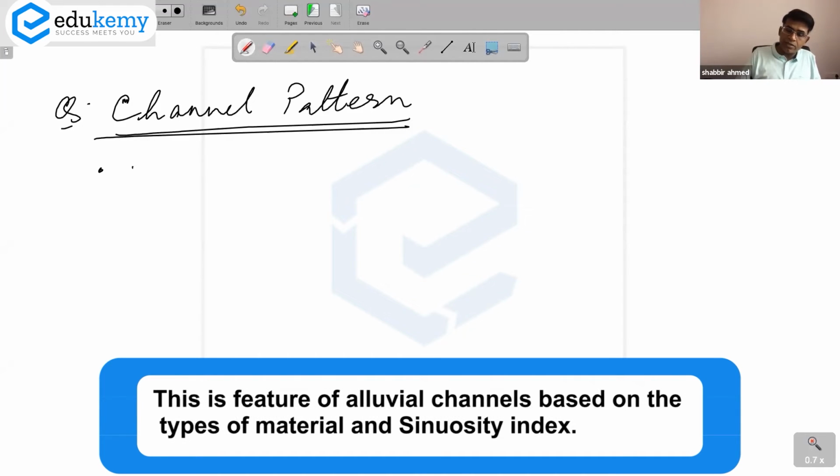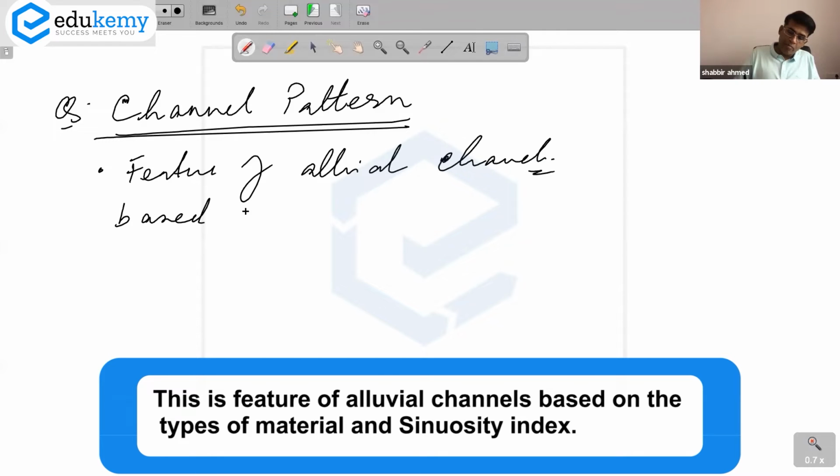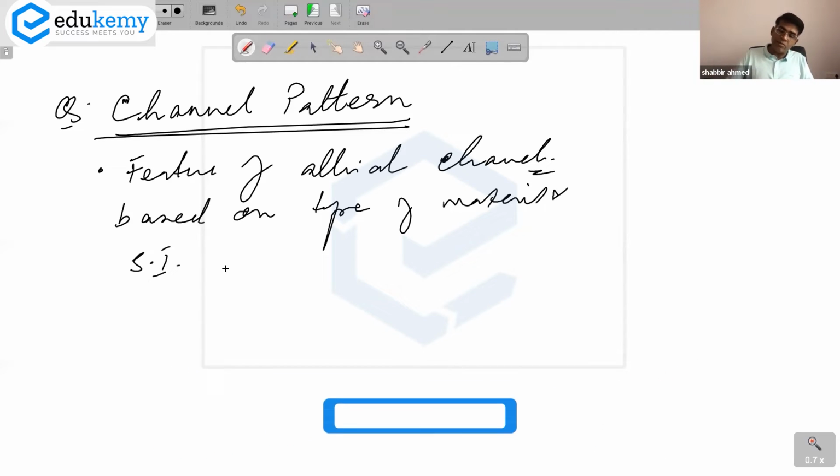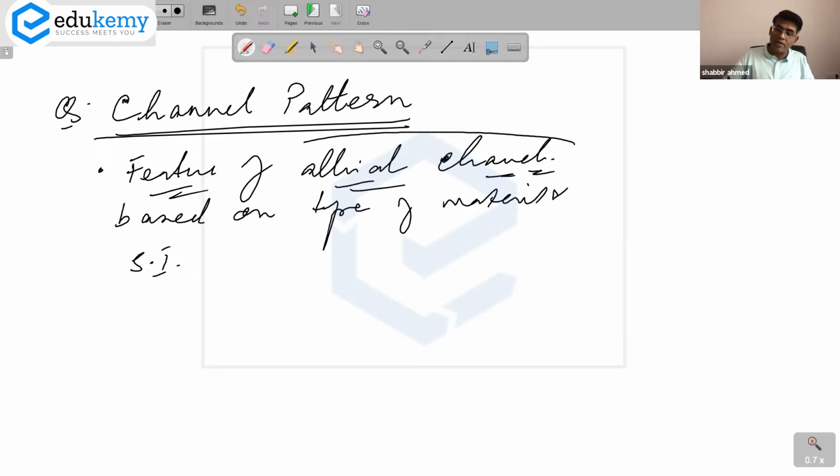This is the feature of alluvial channels based on type of material and sinuosity index. So there are many schemes. There are features of alluvial channels. What is an alluvial channel? Rivers that flow through alluvial plains.